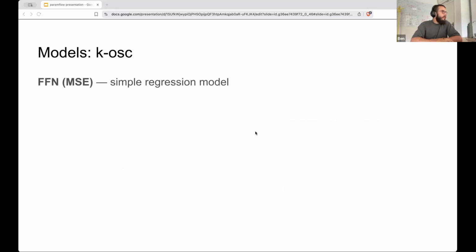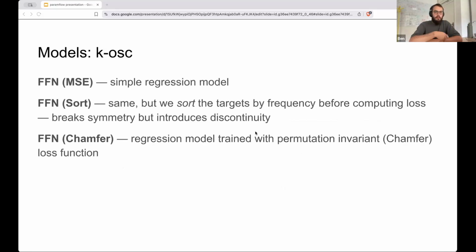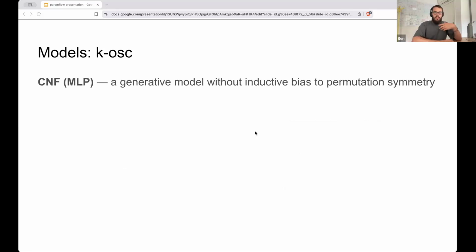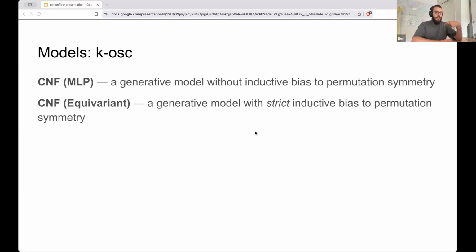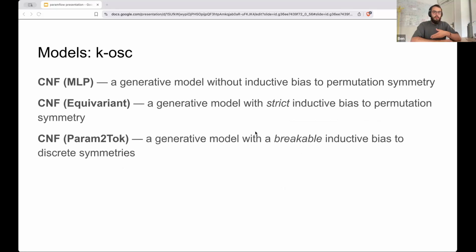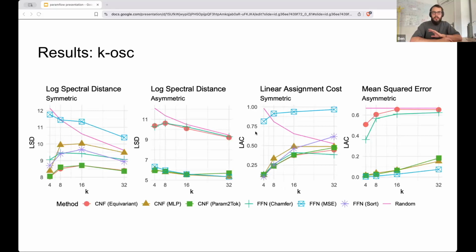And so in doing this, we can test the effect of permutation symmetry on our models. So we train a few feed-forward models. Firstly, just a simple regression model. And secondly, 2 variants that try to account for the permutation symmetry in ways that we've seen in the literature. Then we also train a generative model without any sort of inductive bias to symmetry, as well as a generative model with a strict inductive bias to symmetry, and finally one with our parameter token input module. And these are our results.